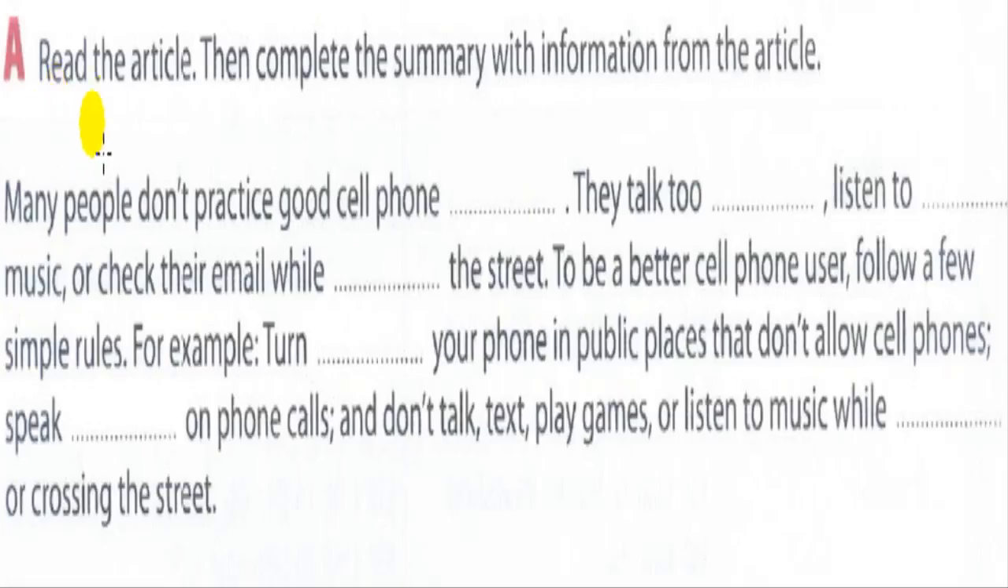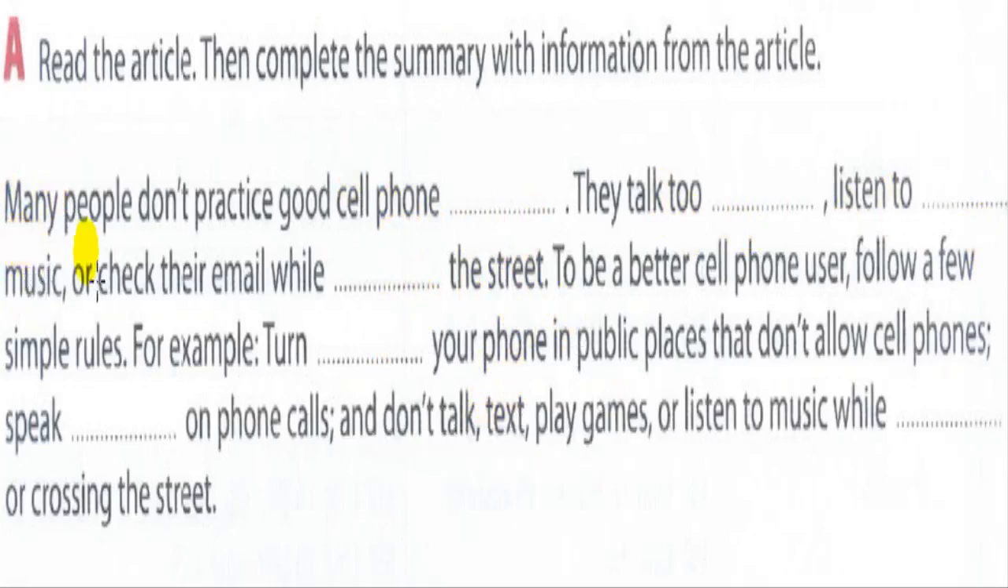A. Read the article, then complete the summary with information from the article. So in this exercise, you are going to read the article and then you write the answer there. You fill in the blanks. You write the missing word. This is a brief summary for the article.